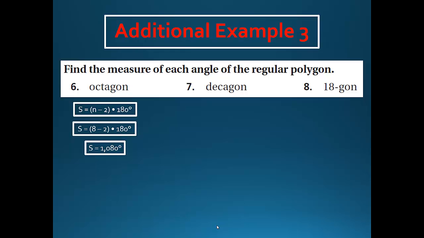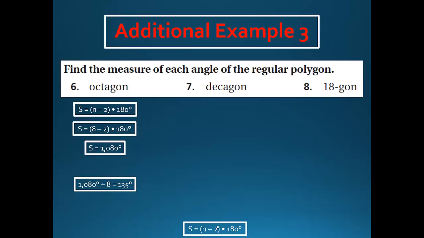And now we're going to take 1080 degrees divided by 8 to find the measure of each angle, and we'll get 135 degrees. For number 7, we have a decagon. A decagon has 10 sides.